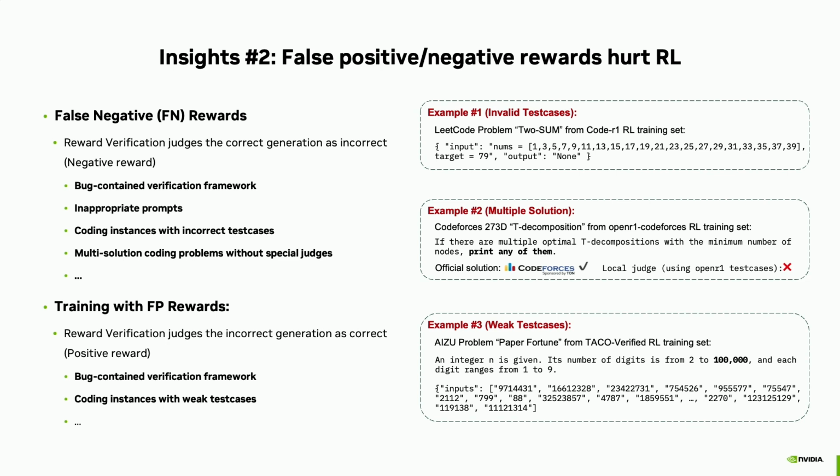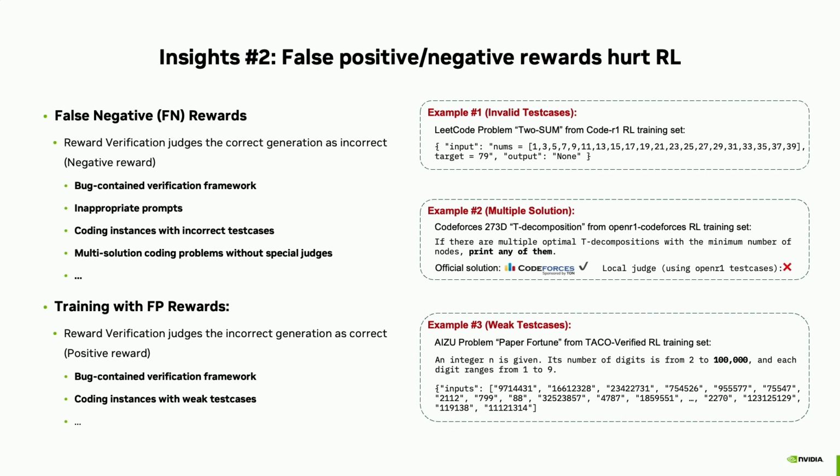Here I will show some specific examples. The first example is the well-known LeetCode problem, Two Sum. You are given an array, and you need to find two elements of this array that add up to the target number. In some open source datasets, for example the Code-R1 RL training set, there are some test cases generated by the LLM that are actually invalid. That means there are no two elements in this array whose sum is the target number. But this test case is still added to their training dataset if we do not do any verification and filtering.